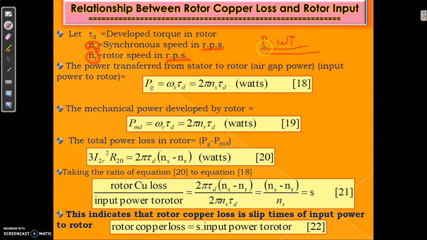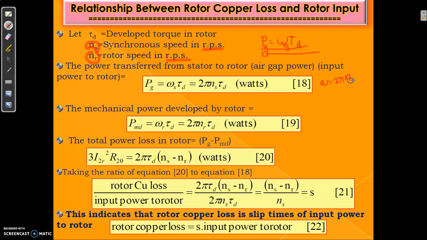What is air gap power? As the power is in the air gap, who is feeding the power to the air gap? Stator is feeding. Hence, I have to take the omega s here, and this is nothing but omega s into developed torque. So how will we calculate omega? We know that omega is equal to 2 pi into speed in RPS.